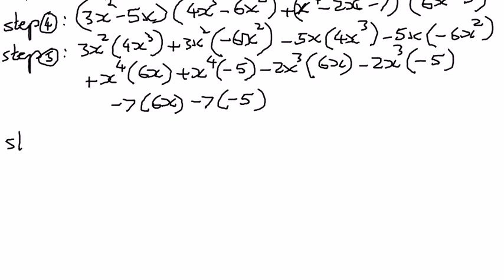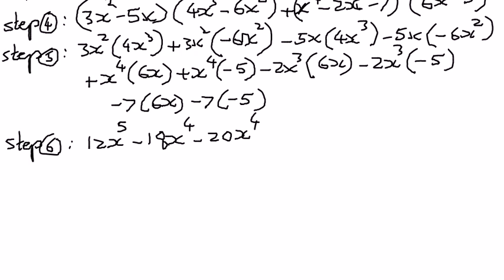So as step number 6, we're going to simplify that process. 3x to the power of 2 times 4x to the power of 3 is going to be equal to 12x to the power of 5. Then positive 3x squared times negative 6x squared is going to be equal to negative 18x to the power of 4. Then negative 5x times 4x cubed is going to be equal to negative 20x to the power of 4. Negative 5x times negative 6x squared is going to be equal to positive 30x to the power of 3.